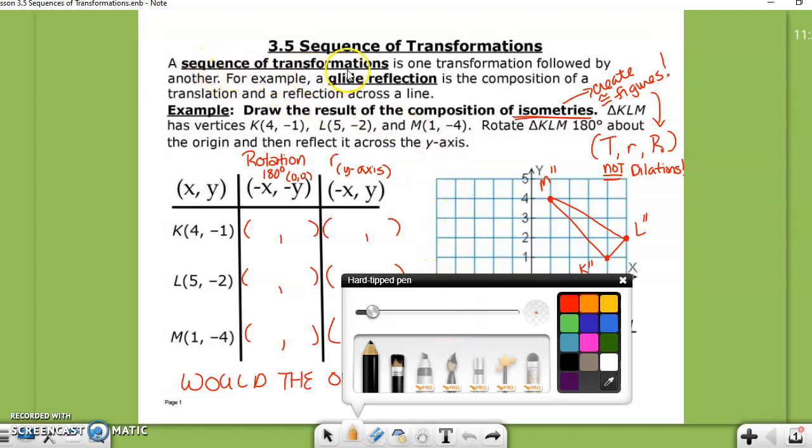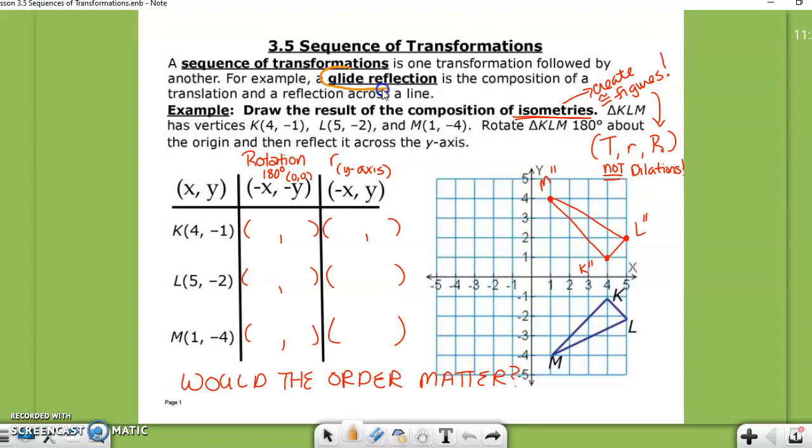One of the special ones we have is called a glide reflection. A glide reflection is the composition of a translation where you slide across a line and then you reflect over it. So you slide and then reflect. So we're going to draw the result of the composition of those isometries.